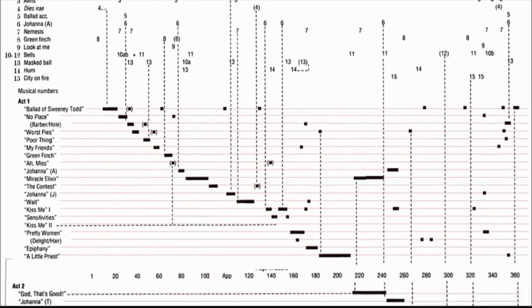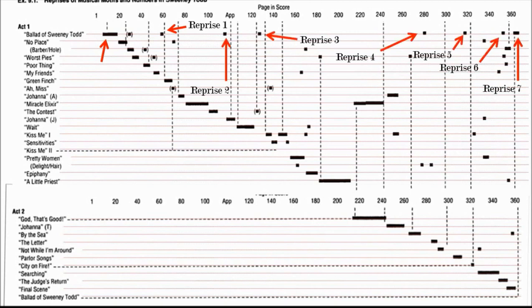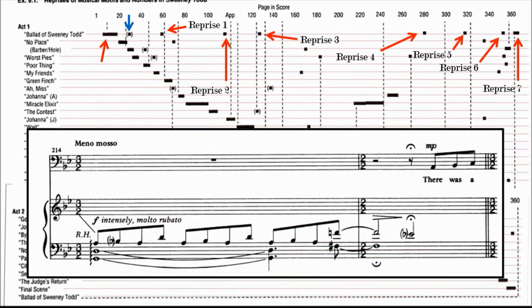But take the Ballad of Sweeney Todd for instance, which recurs several times throughout the show. Instead of listing every single time that happens, it is just shown once and where it appears again. First reprise here, second, third, fourth, fifth, sixth, and the 7th and very last reprise here. And when this one is in parentheses, that merely indicates that this isn't an exact reprise. In this instance, the accompaniment motif is being quoted here.